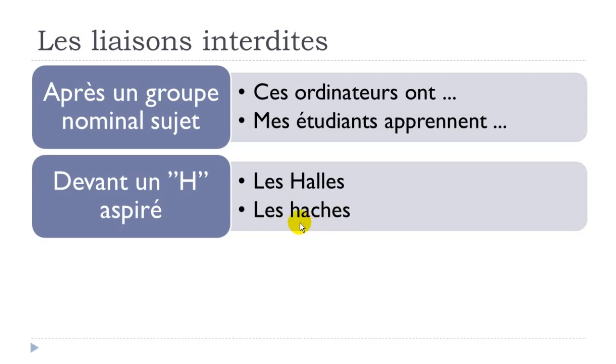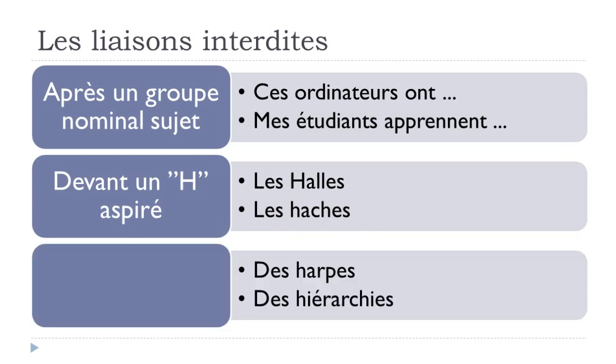Same thing here. H, well, it's an X, and in that case, it's the plural form. Les H, okay, so you don't make the liaison. So I did write two other examples. In that case, harpe, the musical instrument. Des harpes, so you don't make the liaison between the two. And the last one, hiérarchie.